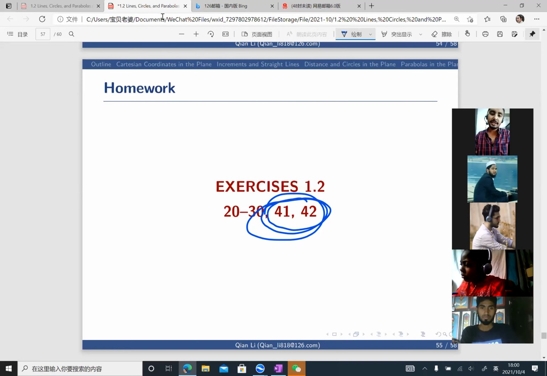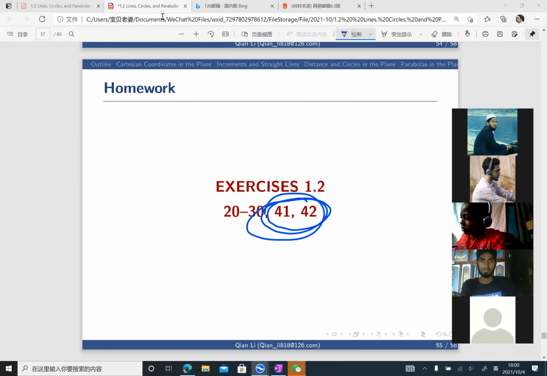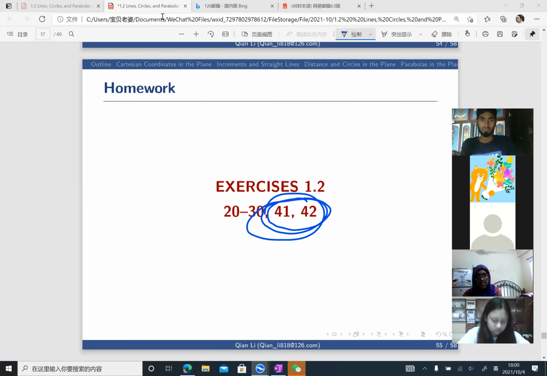We don't have any homework. But why is the crash? 41 and 42. Thank you so much, my God, Laoshi.